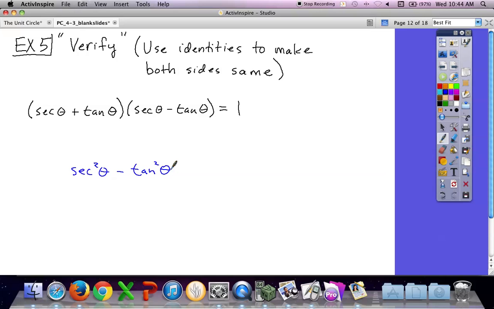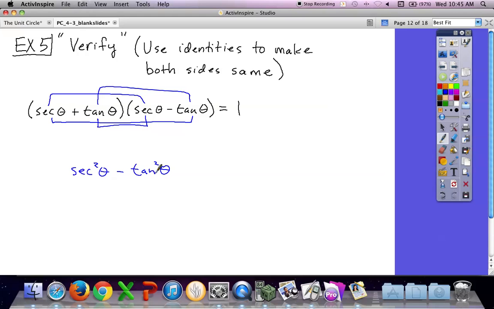If you're not sure about that, you could FOIL them, right? FOIL them, make all four terms. The first term would have been secant times secant, secant squared. The next term would have been secant times negative tangent. The next term would have been secant times positive tangent. Those two are opposite, so they cancel. And the last term would be tangent times tangent, tan squared.